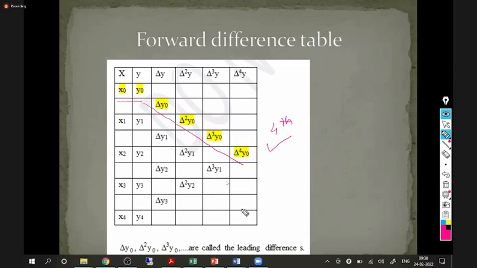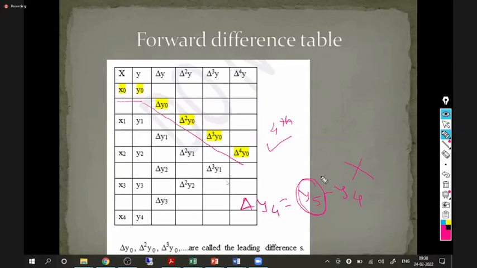If we want delta y4, what will be the formula? y5 minus y4, but y5 is unknown to us. We cannot get delta y4. Delta y4 does not exist because y5 is not given.